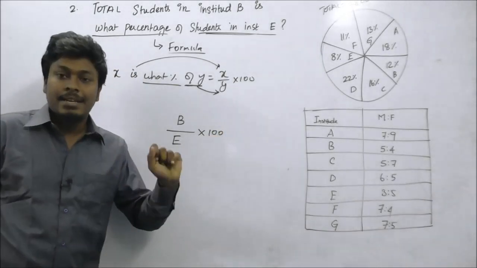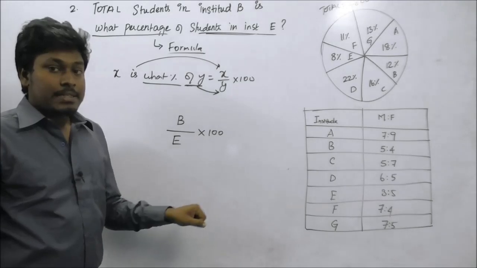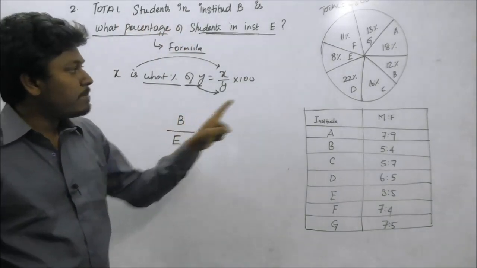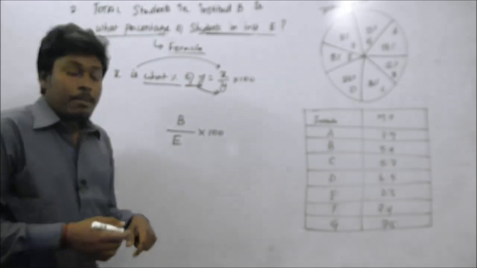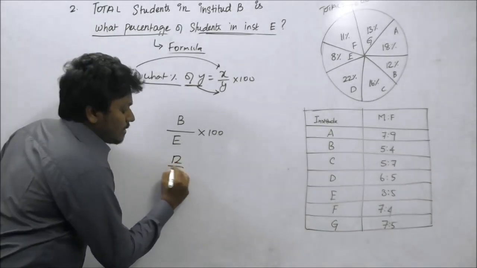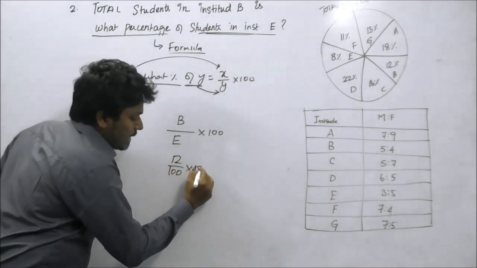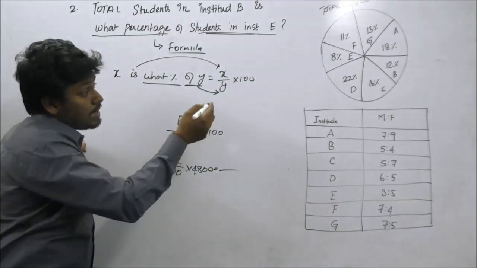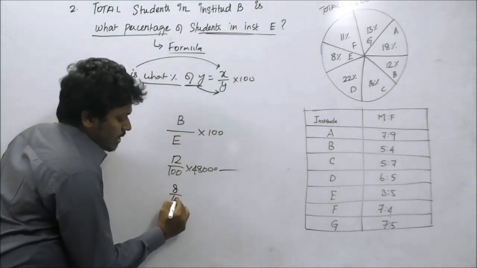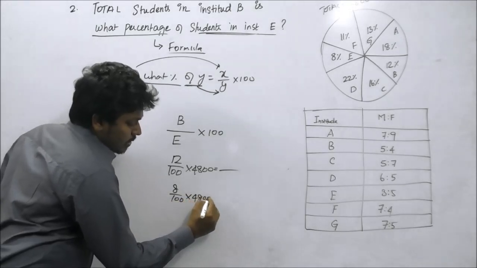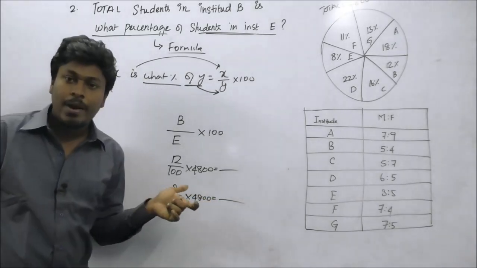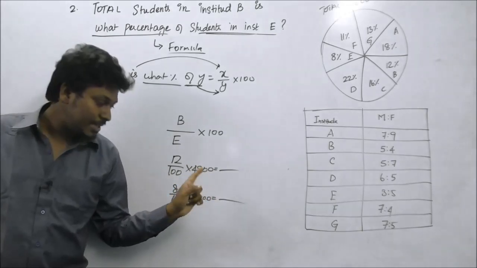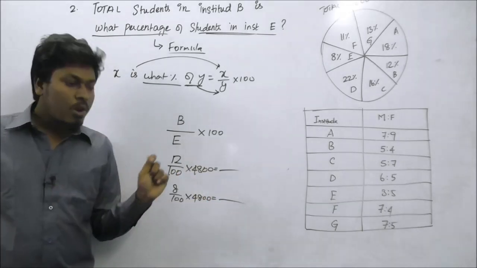And what shortcut can we use here? See here friends, total number of institute B, right? What is the B percentage there? B percentage is 12%. It's easy. 12 divided by 100 into 4800. We used to calculate these values, right? And similarly, E institute is 8 divided by 100 into 4800. Is this required in your exams? If you follow this procedure, I can clearly say that it will take you 1 minute, right? You should not follow this method.